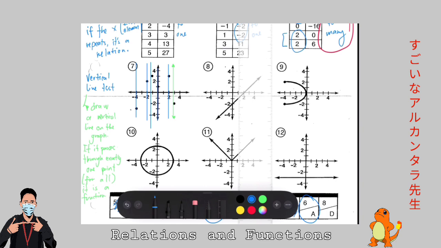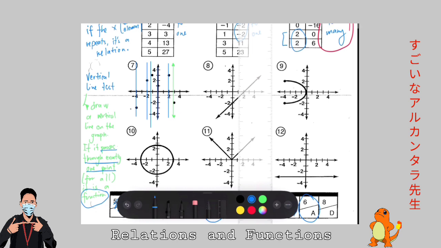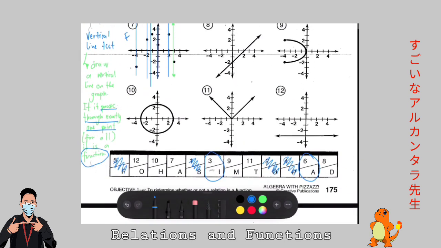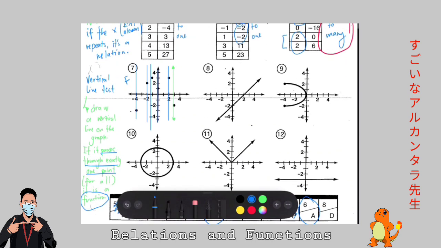As long as you follow the concept that when you draw a vertical line or vertical lines, it passes through exactly 1 point only for it to be a function. So as you can notice for item number 7, it only passed through 1 point for all. It's true for all. So we consider number 7 actually as a function. So we can eliminate number 7 here. So this is eliminated.